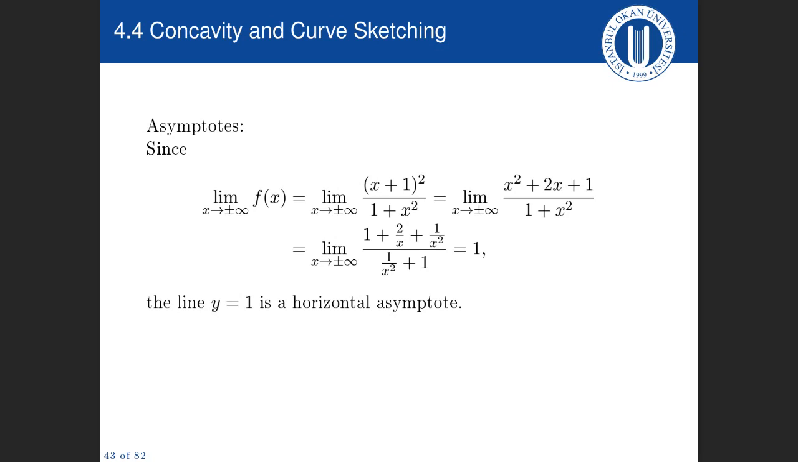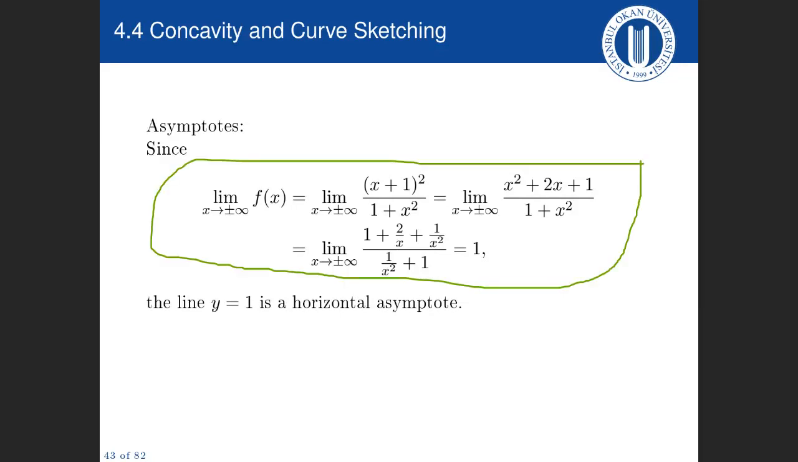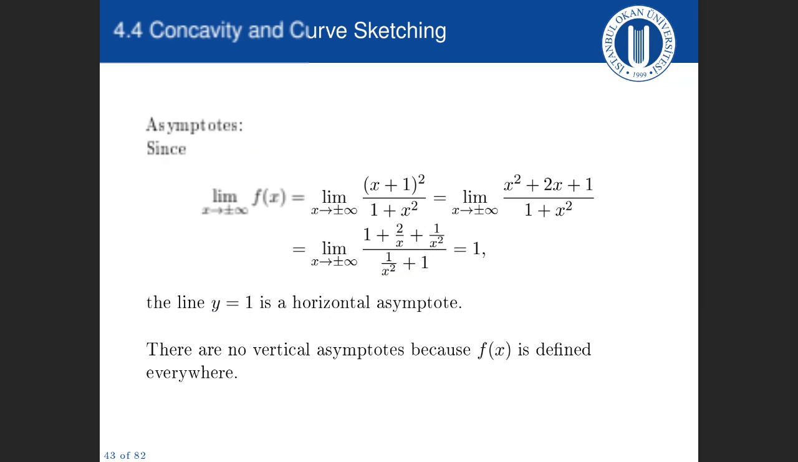For horizontal asymptotes, we calculate the limit as x tends to infinity or the limit as x tends to minus infinity. And using this type of calculation, which we've done before, both of these limits are equal to 1. So that tells us that y is equal to 1 is a horizontal asymptote. Does this function have any vertical asymptotes? No. This function is defined everywhere, so there are no vertical asymptotes.